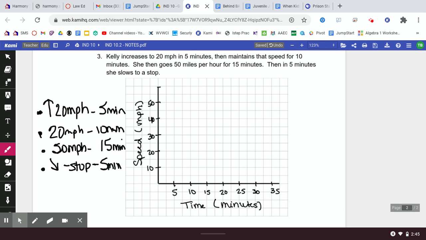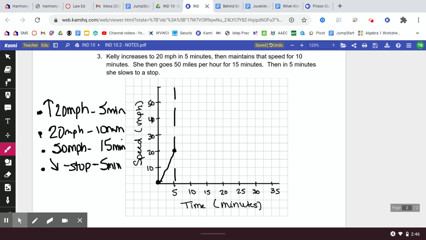Okay? So the first section is 5 minutes. So I'm going to give myself a guide here of what 5 minutes looks like on this particular graph. And in that 5 minutes, right, she starts at 0 miles per hour. And in that 5 minutes, she increases to 20. So that's going to be angled because that's a gradual increase. It's not just a hard 20 mile an hour start.